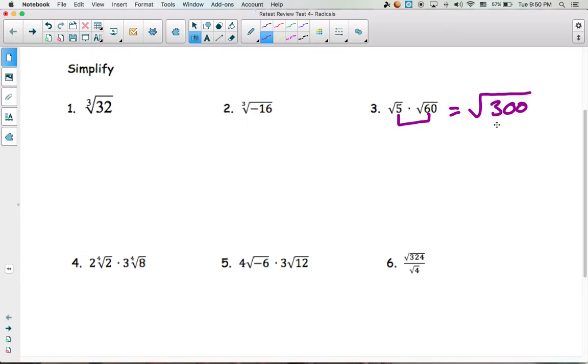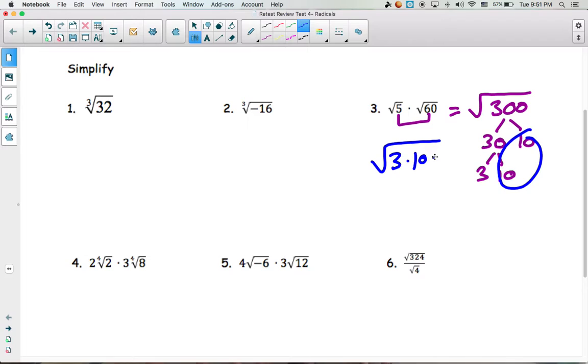And then we're going to take 300 and break it down. So that could be 30 times 10. You could also use your 5 times your 60 if you want. And then we have 30 is 3 times 10. And because we're taking a square root, we need two of the same number. So if you look here, we have two 10s right here. So I'm going to just stop right there. You can keep prime factoring if you want, but I'm going to have it as 3 times 10 times 10. And we know that 10 times 10 is 100 times 3 would give us the 300.